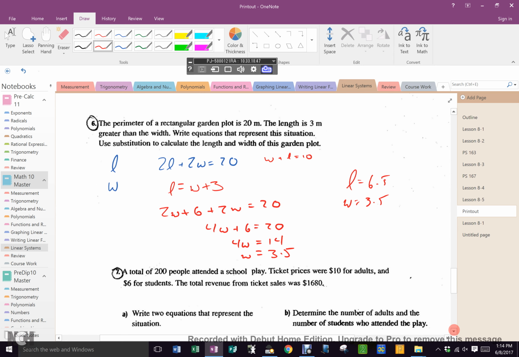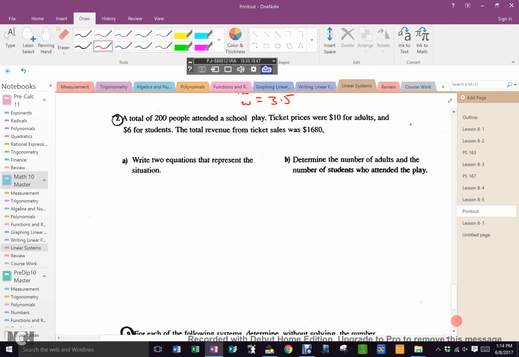Got it. What are the two things I'm counting in number 7? People and money, right? So I've got adults and I've got kids. How many people came to the play? So adults plus kids must be 200. How do I write that as an equation? A plus K equals 200.